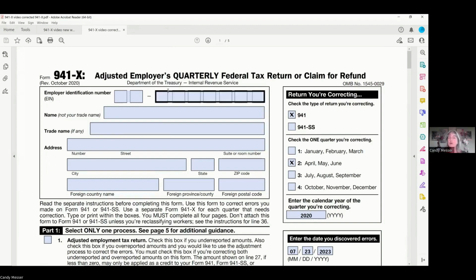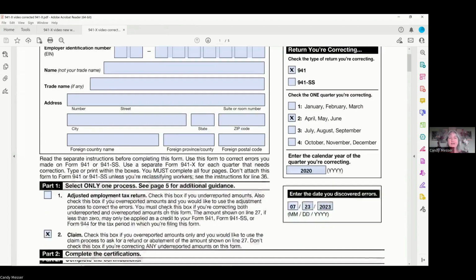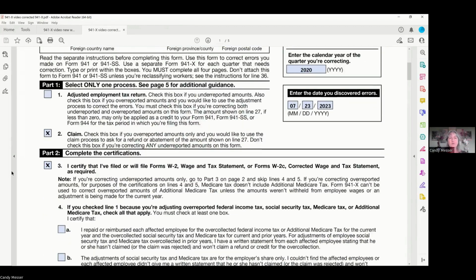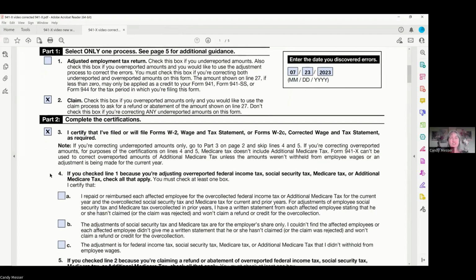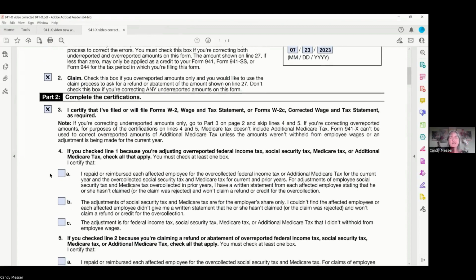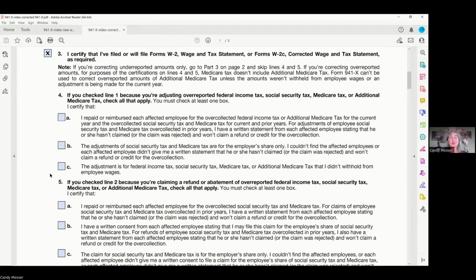Again, you will fill in all your information here at the top that's applicable: your tax identification number, name, address. In this case, we are saying that we are doing a claim. You do want to check box 3 that says you have filed or will file W-2s. Of course, there are no changes required for the W-2s, but it's just a statement that you did file those for 2020 or whatever period that you have to correct.